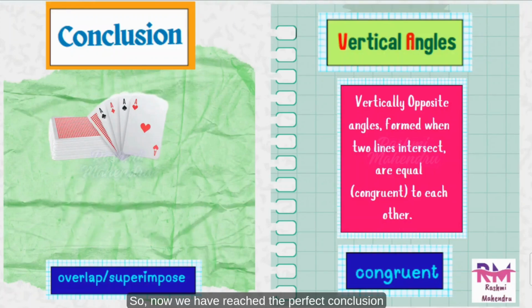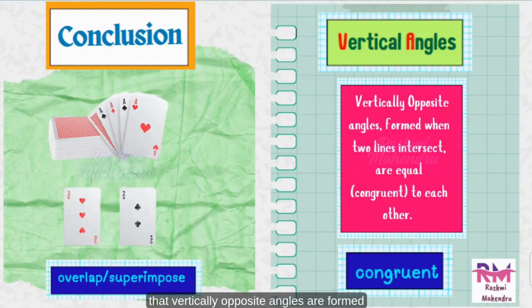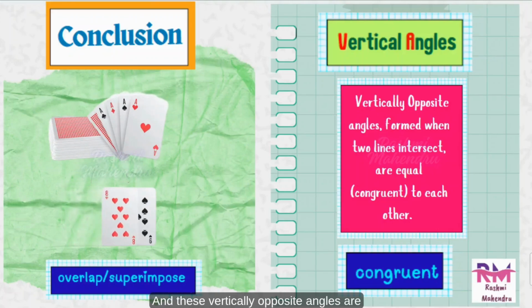So now we have reached the perfect conclusion that vertically opposite angles are formed when two lines intersect, and these vertically opposite angles are equal or congruent to each other.